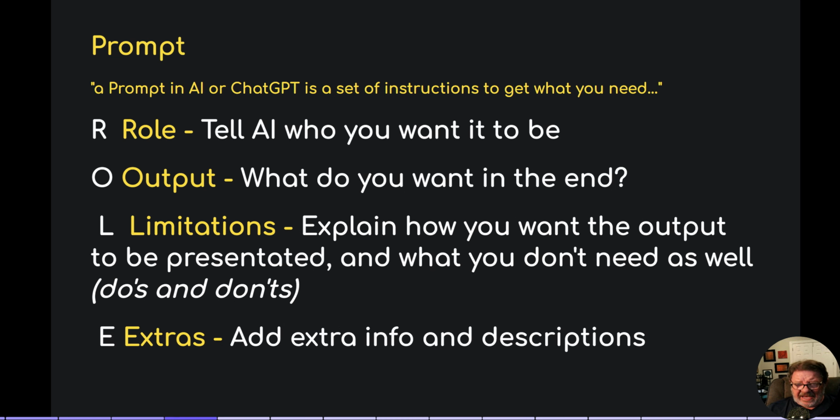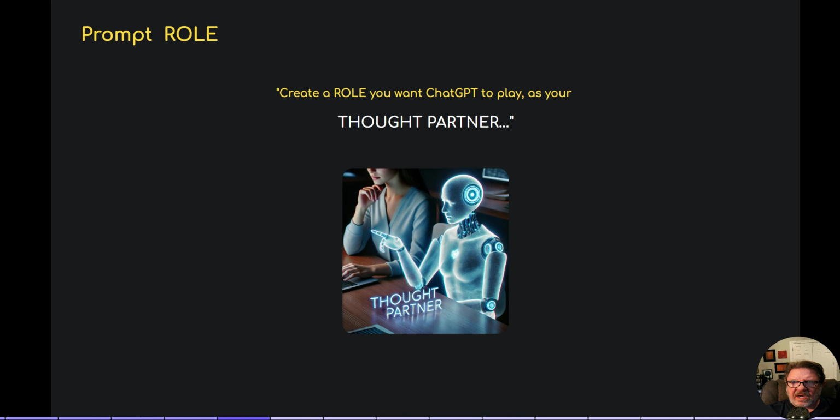And finally, extras are the E in ROLE. You'll add extra information and descriptions within the prompt, and we'll explain that. And that is one of the things that most people don't do. And that is what will set you apart from others, is being able to use the extras. Okay, so let's continue on. Create a role you want ChatGPT to play as your thought partner. So the role is your very first process in developing your prompt. Once you've established your role, you can now think of ChatGPT or AI as your thought partner playing that role.